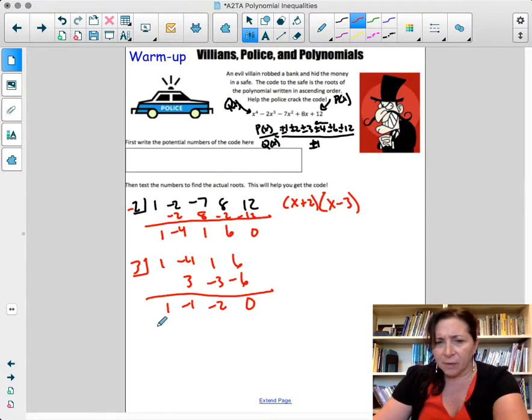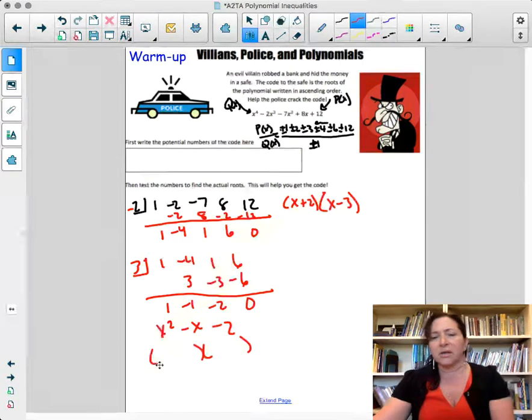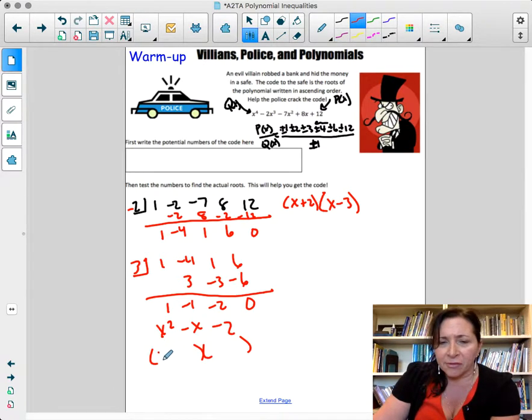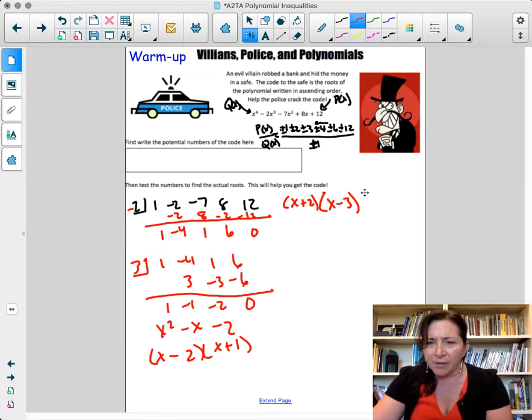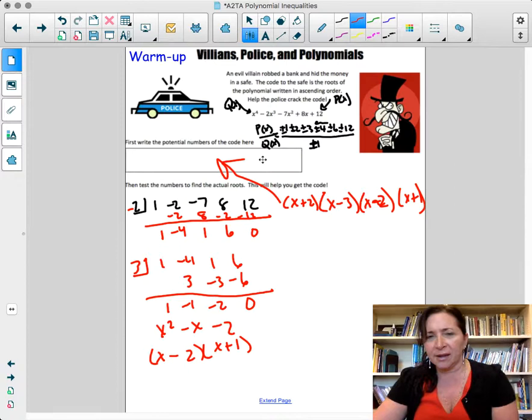And this comes from, you have your x squared minus 1x minus 2. And that actually is going to factor. And so I don't need to use synthetic division because I can just factor that. That's going to be x minus 2 and x plus 1, which multiplies to be negative 2, but adds up to be negative 1. So the rest of my factors are going to be x minus 2, and you have x plus 1. And then you could just put these in ascending order into that area right there.